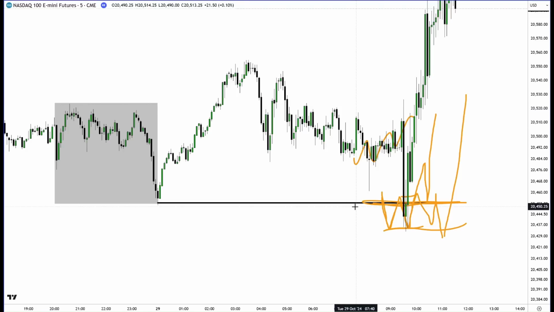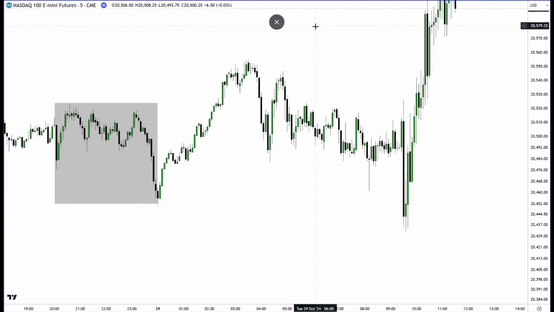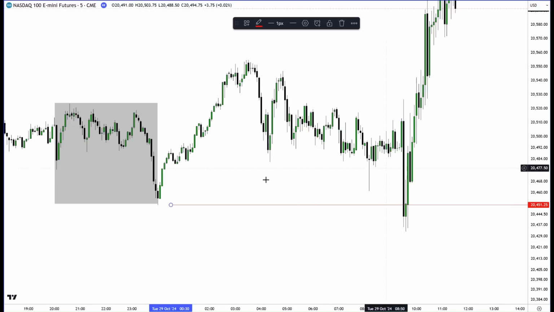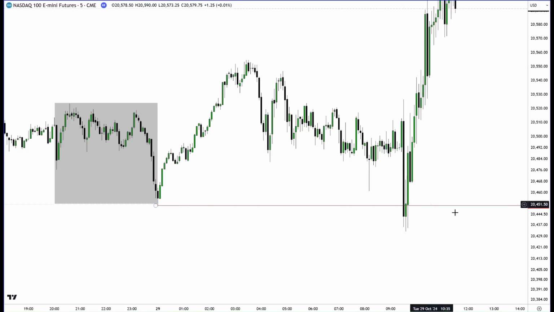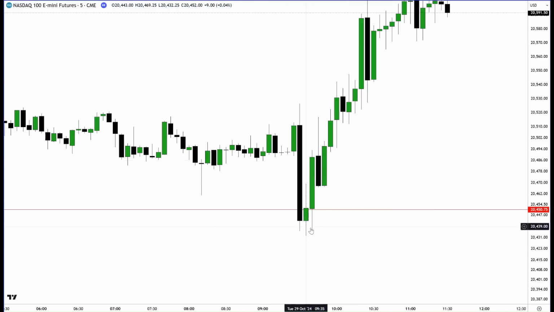What turtle soup would you have caught in this situation? This one right over here. We turtle soup the range low. This is your entry. CRT right at the range low.